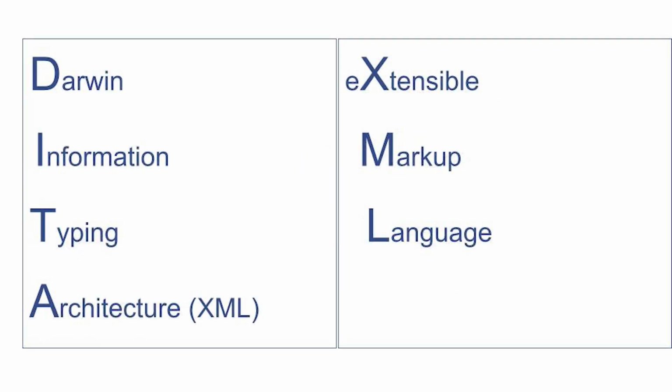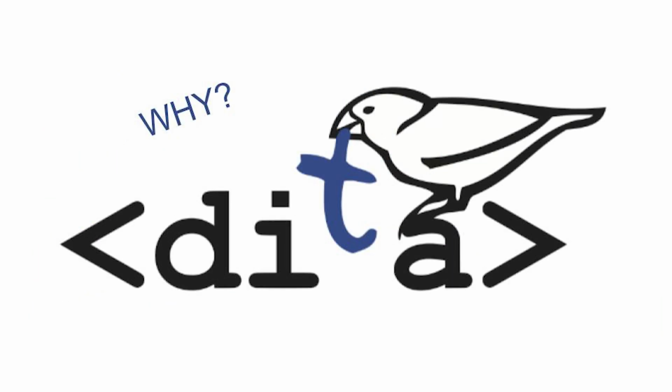So DITA itself is an acronym that stands for Darwin Information Typing Architecture. And I don't really worry about what an architecture is or what XML is. I'll get into that later. First, I want to talk about why do we use DITA? What is DITA for? Because if you can understand why you want to use this architecture, then you'll really begin to understand how the architecture is applied and the nitty-gritty. So I think a big overview is important.